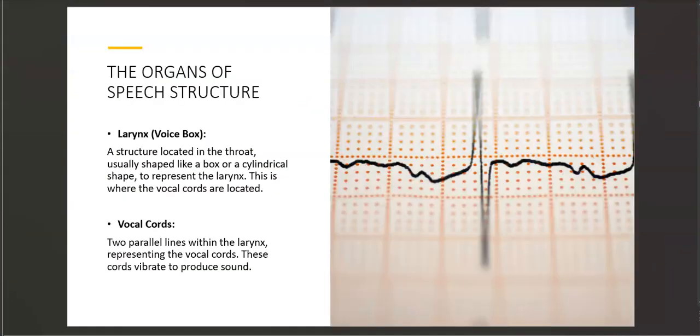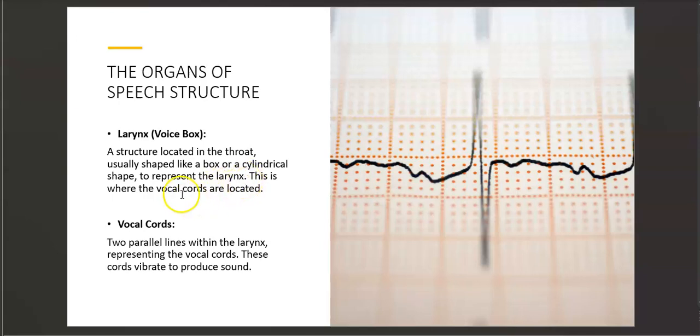Then from the trachea you now move to the larynx, and the larynx, don't forget, is the voice box. This is a very important aspect, the voice box. The larynx is a structure located in the throat, and it is usually shaped like a box or a cylinder. So with the larynx you just show a small box or a cylinder to represent it, and it's found in the throat.